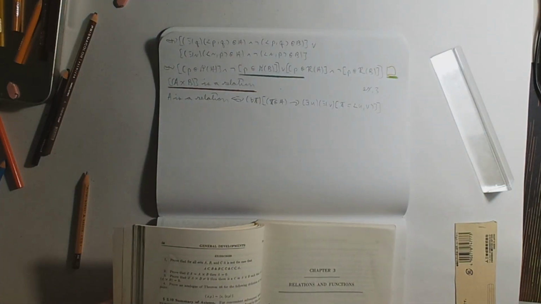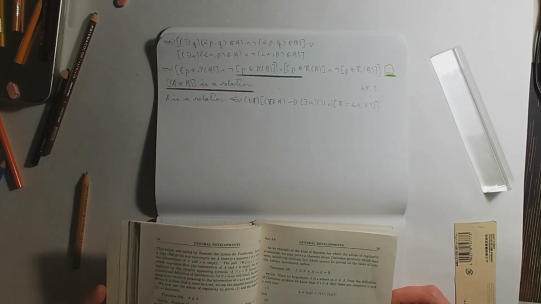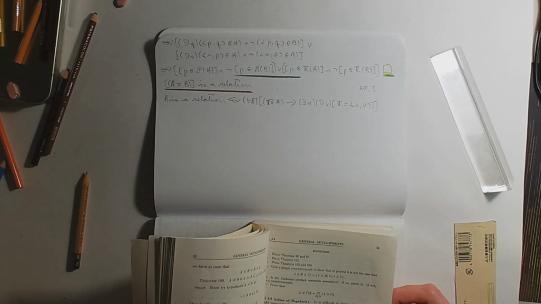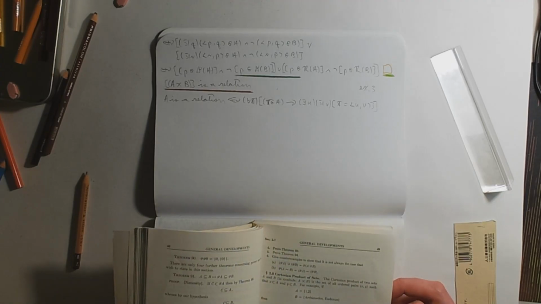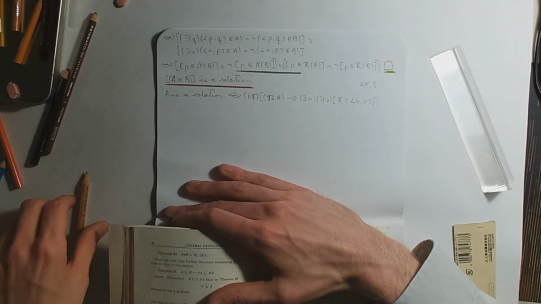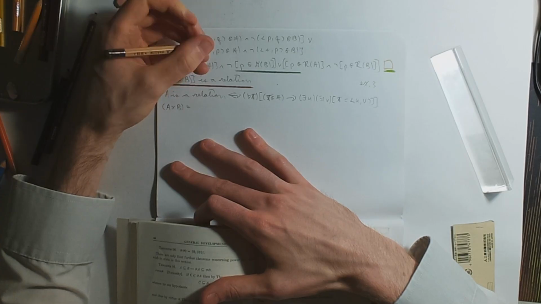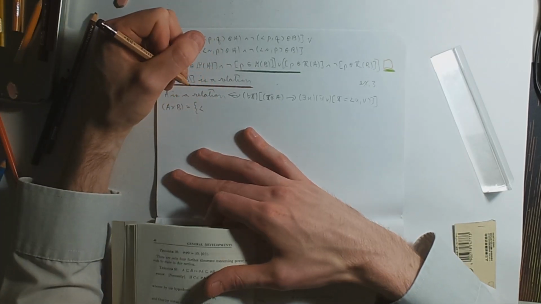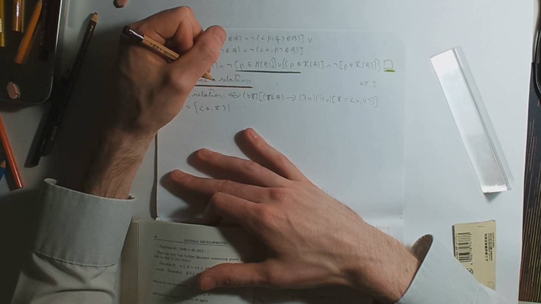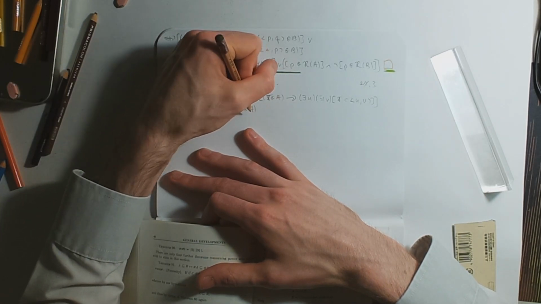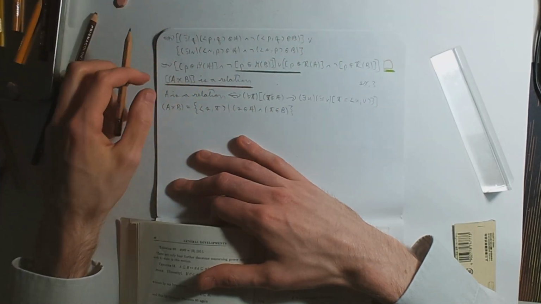And now, what about Cartesian product? AB is equal to the set containing as elements ordered pairs of the form ST such that S is an element of A and T is an element of B. Alright.